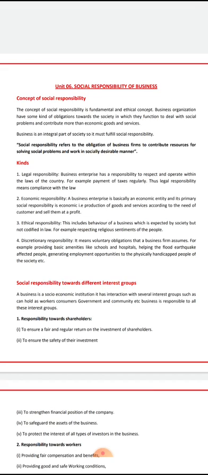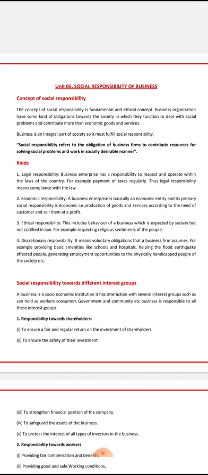Now let us come to the second point, which is economic responsibility. A business enterprise is basically an economic entity, and its primary social responsibility is economic. That is, its main function is to produce goods and services according to the needs of the customer. This is the economic responsibility of the firm.